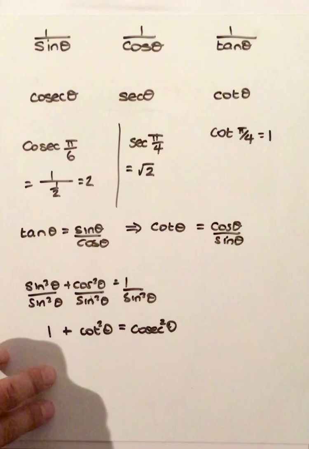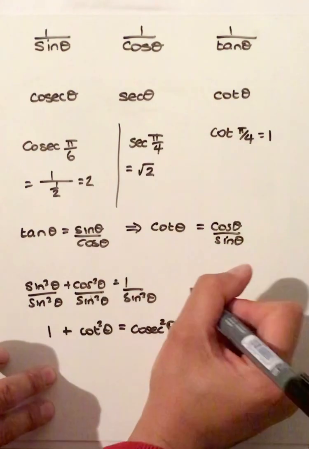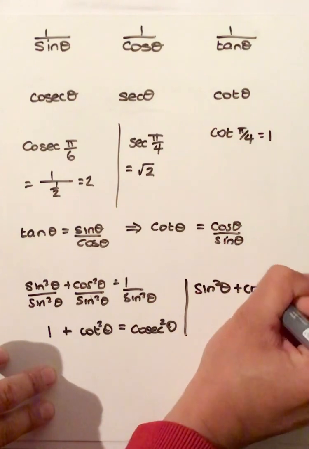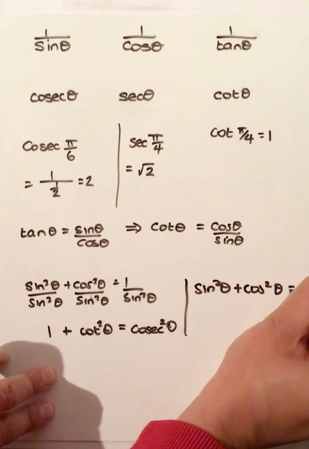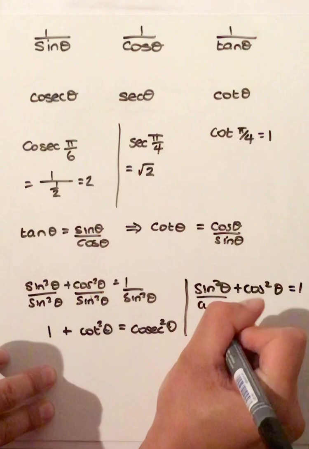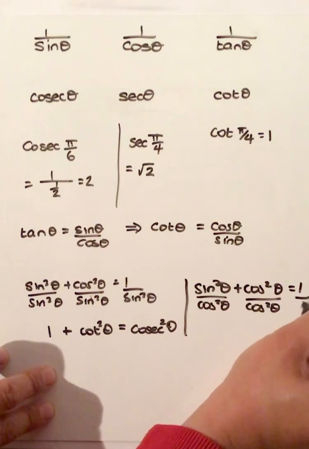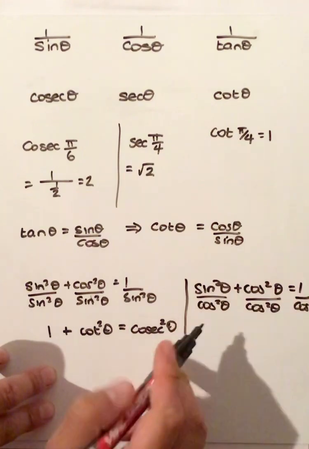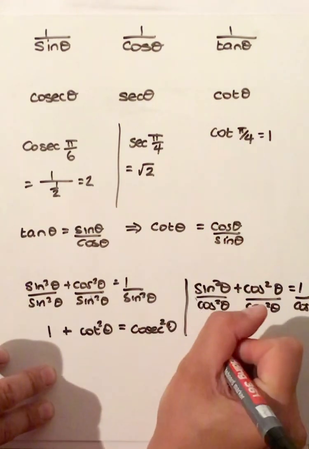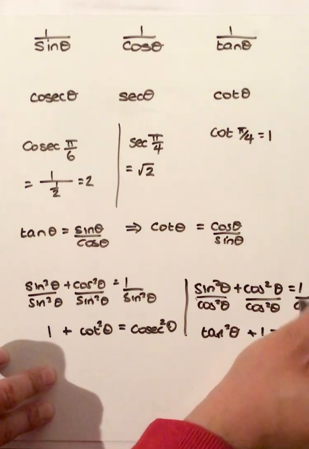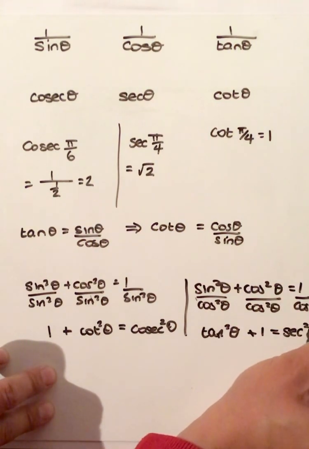And then to get the final identity, we do exactly the same as what we've just done with our sine squared theta plus cos squared theta equals 1. But this time we divide the identity by cos squared theta. So this time we've got tan squared theta plus 1 equals sec squared theta.